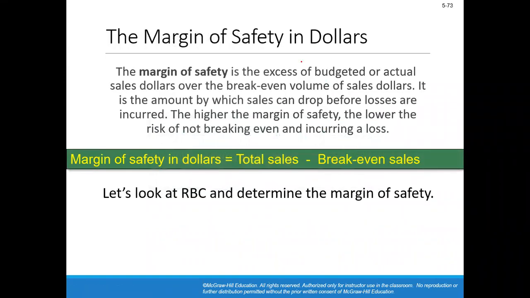Okay. So what is it? It is the excess of budgeted or actual sales dollar over the break-even sales dollar. So you have a break-even sales dollar, and you have either a budgeted or target sales dollar, or you have actual sales dollar. So the difference between these two, obviously the total sales, actual or budgeted, will come first, and the break-even sales will come here. And the difference between these two is the margin of safety.